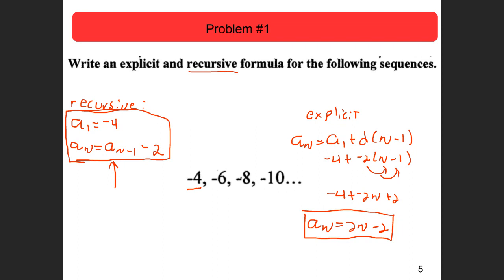Oh, the 2 is negative. You're right. Boom, because that was a negative 2n. Yep, you are absolutely correct. Right, for the explicit one, you have to get rid of that n minus 1 here. In this one, that's just a subscript, so you wouldn't get rid of it, because that's just telling you you're using the previous term. So in the explicit one, you do have to get rid of that n minus 1.